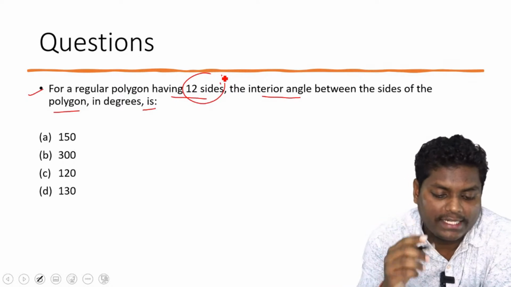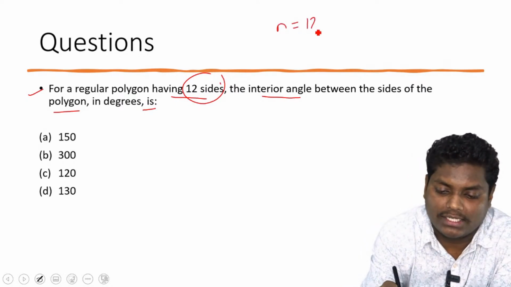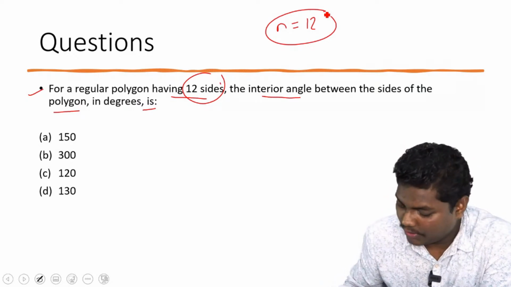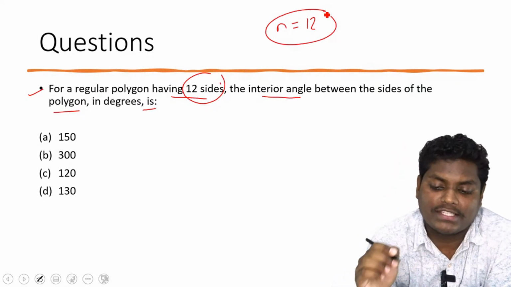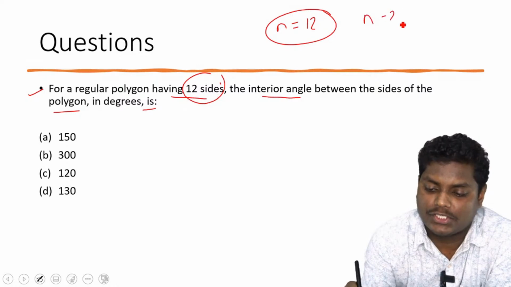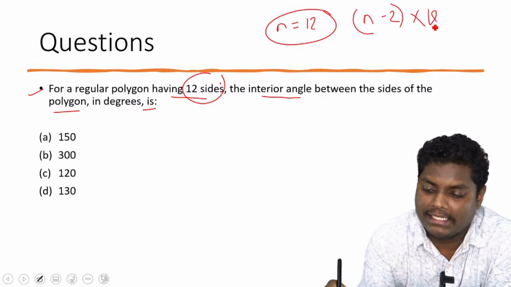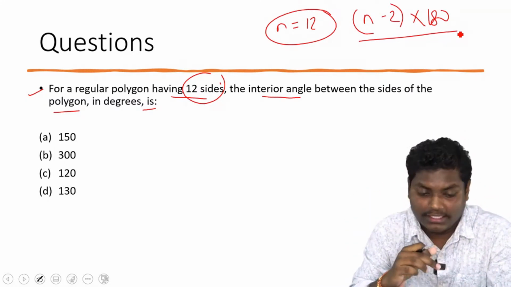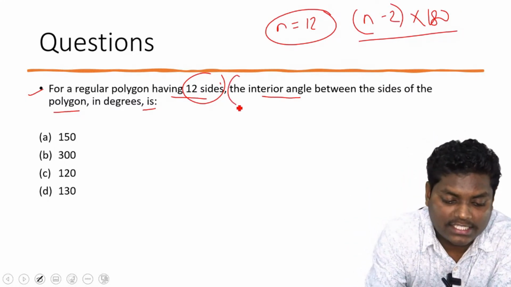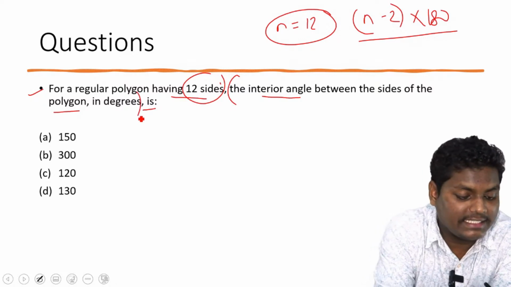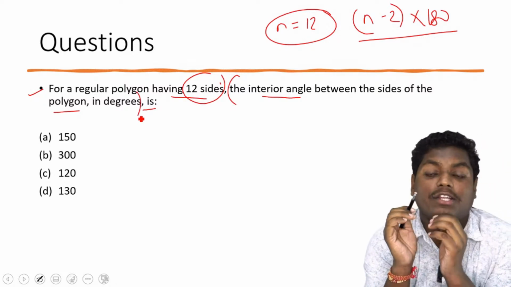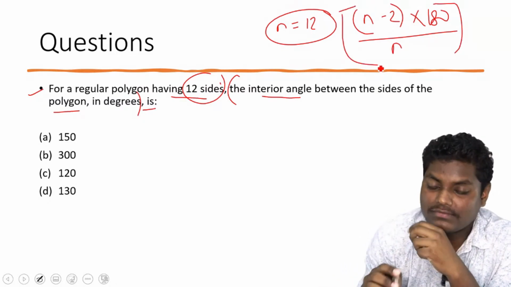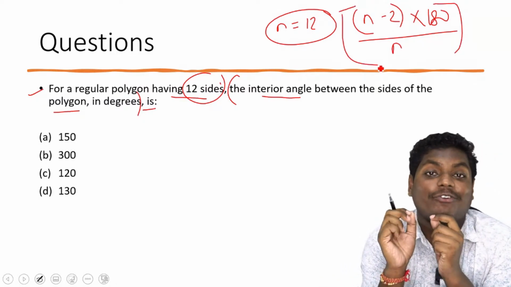For a regular polygon having 12 sides, so n is given as 12. We have just seen the formula for it. What is the formula for it? (n minus 2) into 180. This will give us the sum of all the interior angles. Now what is our task? Our task is to find the single interior angle, each interior angle. So we need to divide it by n. Try solving this. You just need to plug in the value of n here.